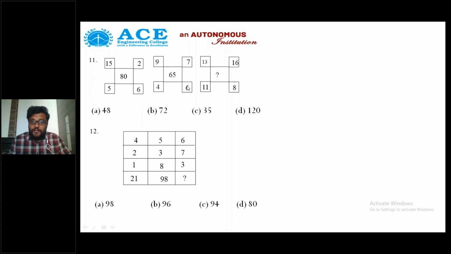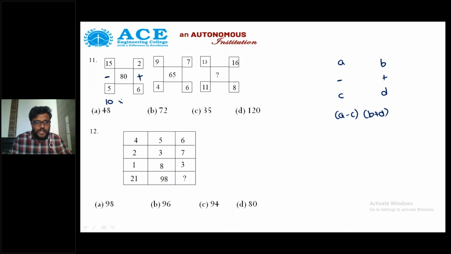9 6s are 54, 7 4s are 28. 54 minus 28 will give 26. It's not 65, right? So we should think. Here A, B, C and D. We have to subtract these two, we should add these two and then multiply. This is the logic. Subtracting these two, we got 10. Add these two, we'll get 8. 10 into 8 is 80.